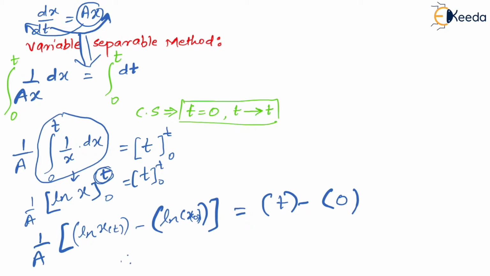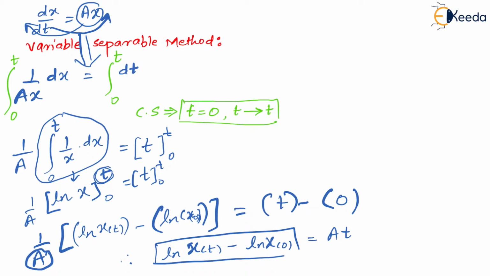So now, let me just take this a on the RHS. What do I get then? Yes, I get ln of x of t minus ln of x of 0, which is equal to a times t. Is that correct? Yes, definitely. Now, how to write this ln of x of t minus ln of x of 0? I will tell you. See here.